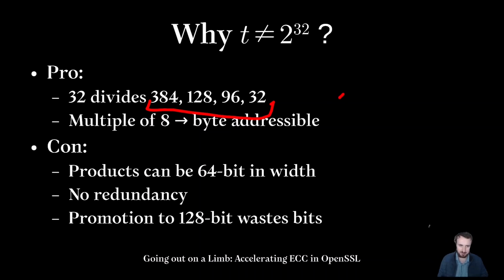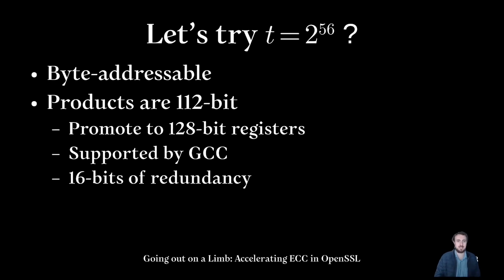Why might we not use 32-bit types? As we discussed, the product of two 32-bit numbers is 64-bit, which means that if we want to do our sums in 64-bit, there's no redundancy. And promotion to 128 bits in order to do an additional addition just feels too wasteful. So this motivates the compromise candidate, which is t is 2 to the 56.